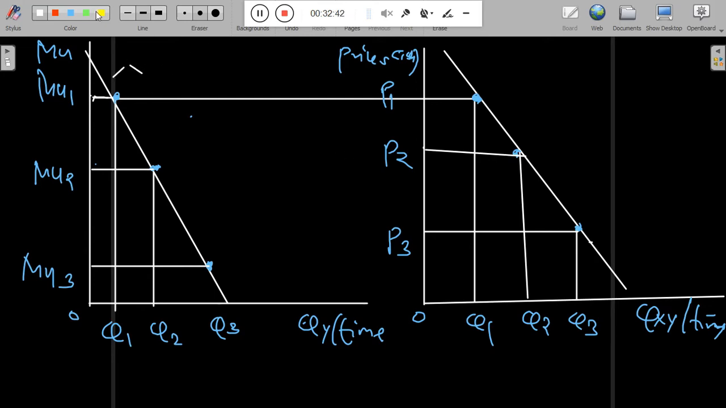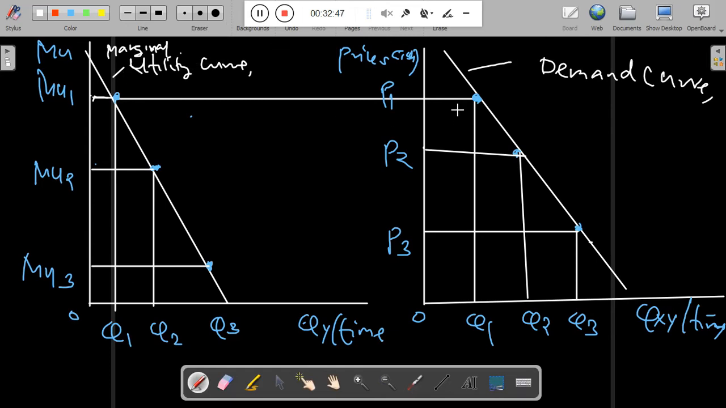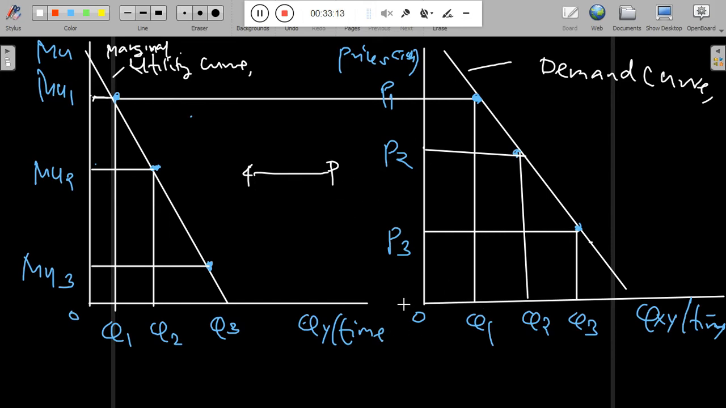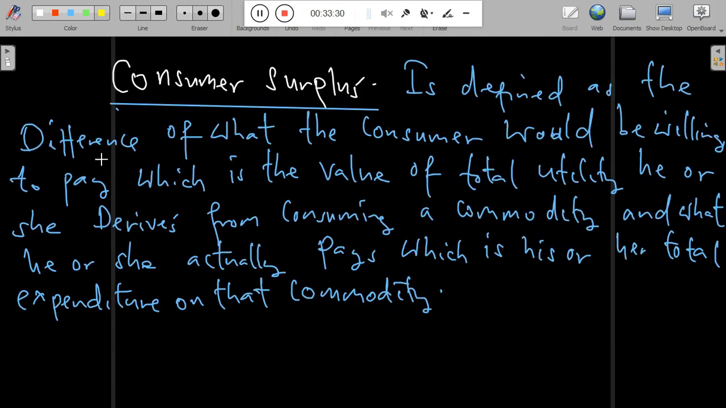So this is how the graph shows the derivation, the relationship between the marginal utility curve and the demand curve. The demand curve has been derived from the marginal utility curve, as you can observe. They show the same increasing and decreasing effects. As the marginal utility increases, the quantity decreases. As the marginal utility decreases, the quantity tends to increase.